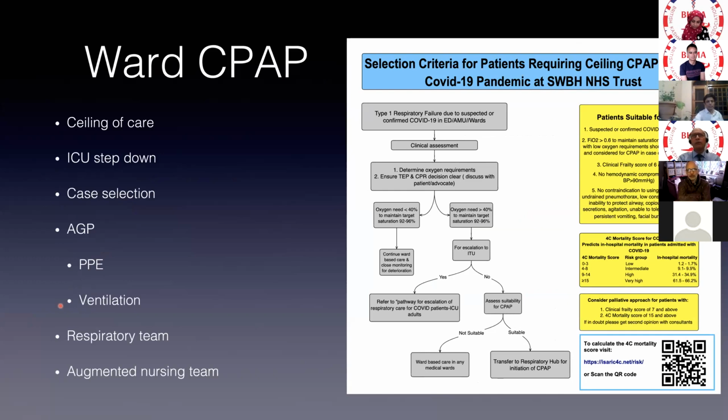Ward CPAP, we in our hospital, there has not been a lot of ward-based CPAP in most hospitals in the United Kingdom. Most hospitals will have ward-based non-invasive ventilation, usually as a ceiling of care for type 2 respiratory failure, but relatively few hospitals have used CPAP as an intervention, particularly for patients who are for escalation.